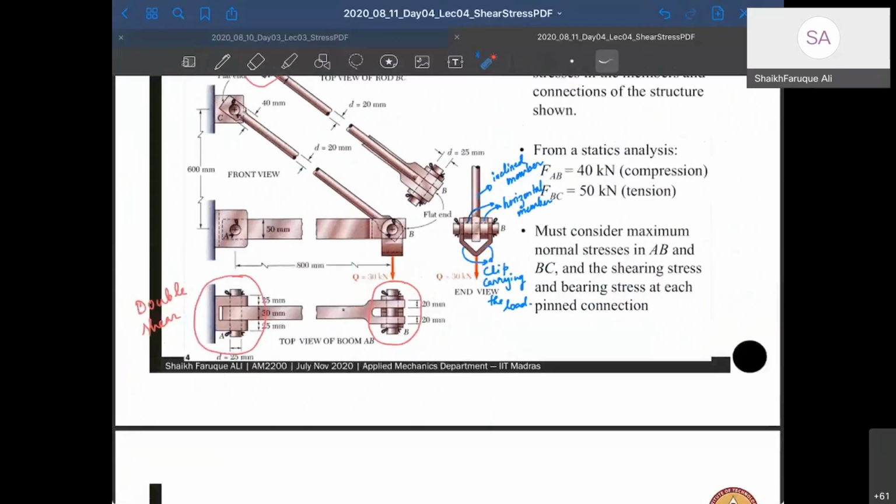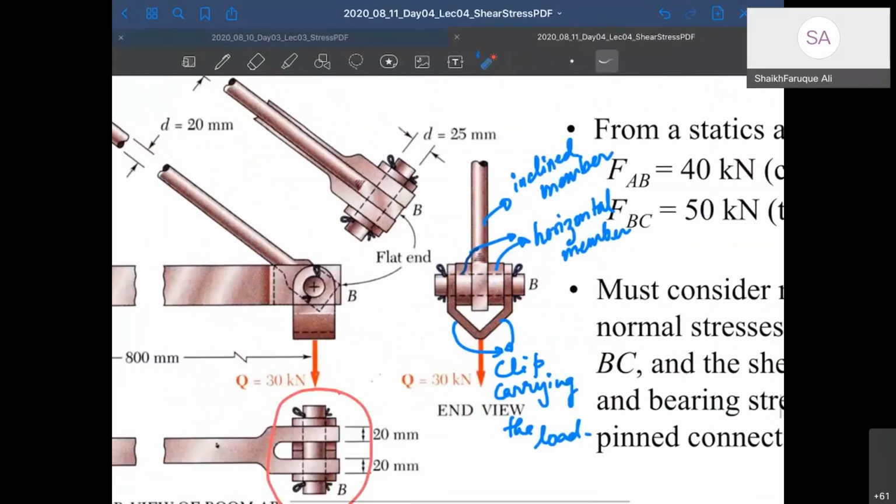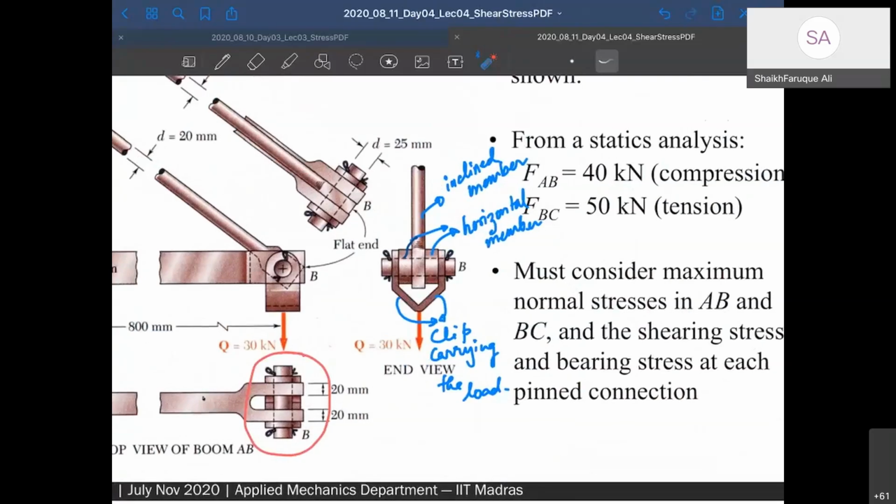We'll check that. So this portion is redrawn here. You can see, this is the rod that is coming here. This is the rod connection. This is the boom horizontal member connection. You can see it has been split into two, and this is what is carrying the load. So these are the load carrying members. All right. So we'll go and check now. It is all written here. This is the inclined rod member, this is the horizontal member, and this is the clip that carries the load.